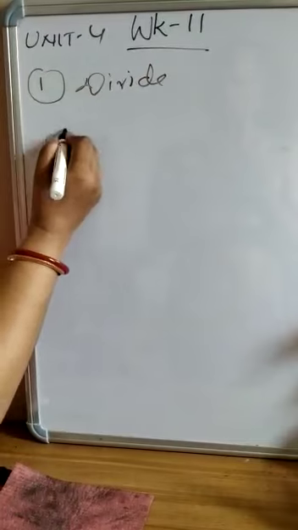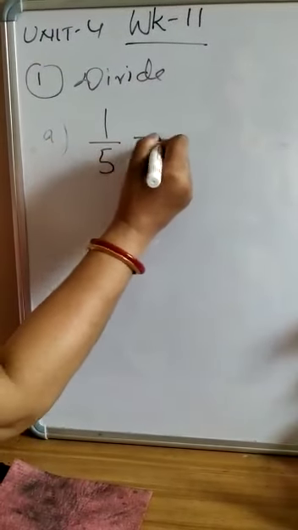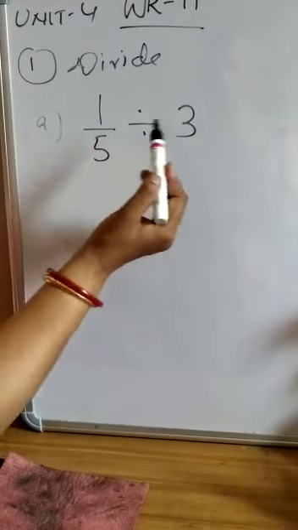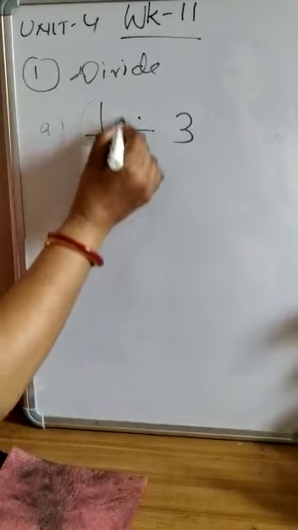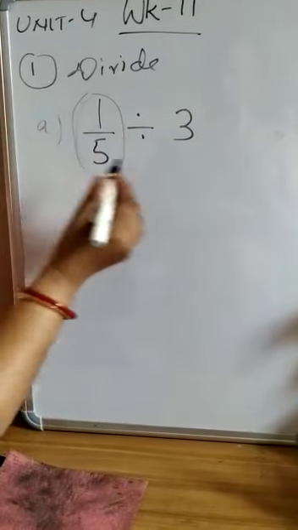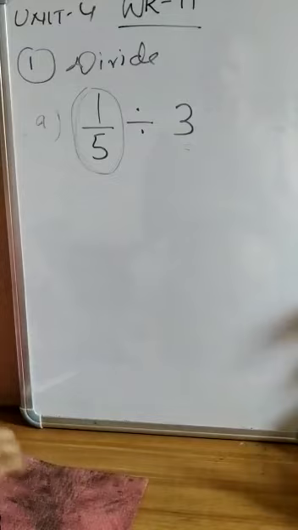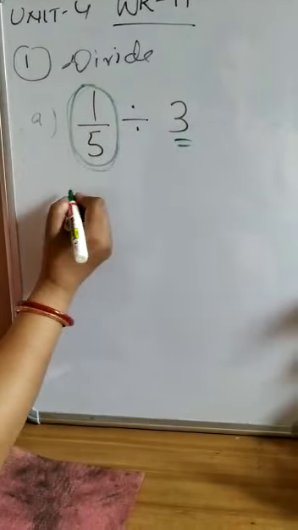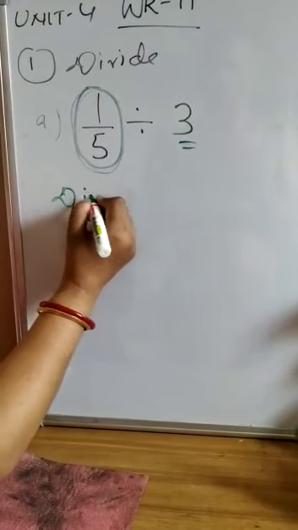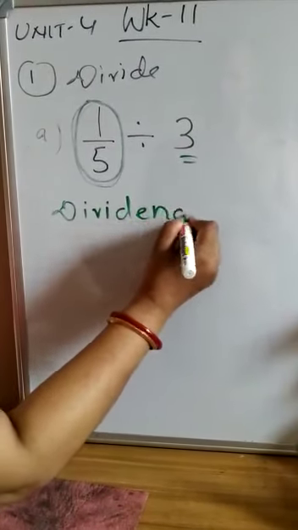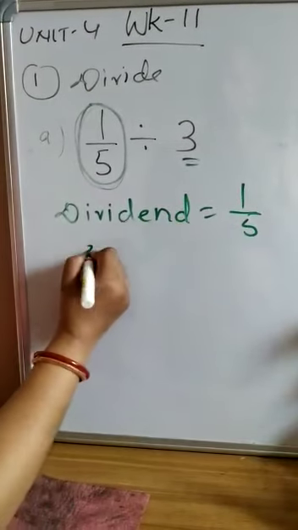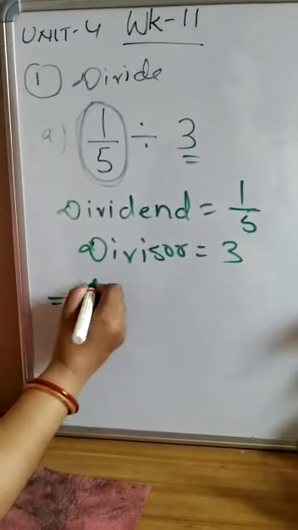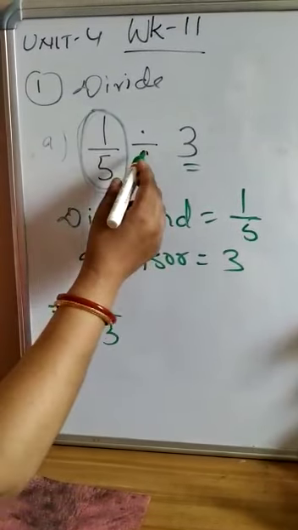Now let us take an example, 1 by 5 divided by 3. So here is a division between the fractional number and the whole number. Okay, here 1 by 5 is a, what is this? It is a dividend and 3 is a divisor. Sorry, 1 by 5 is a dividend and 3 is a divisor. So here dividend is equal to 1 by 5. And what is the divisor? Divisor is equal to 3. So 1 by 5 will be divided by 3.